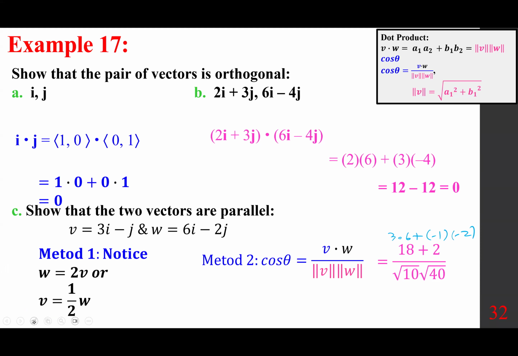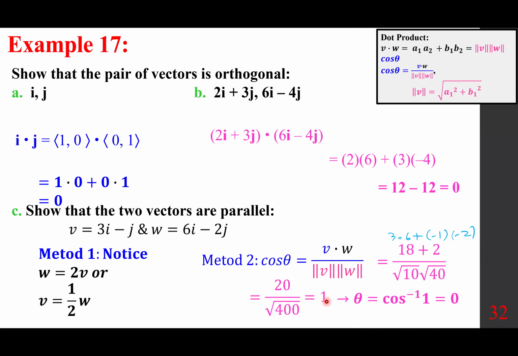And the magnitude, this one, 3 squared plus negative 1 squared is 10 under the radical. 6 squared is 36, minus 2 squared is 4. They add up to 40. So you have 20 in the numerator, 400 under the radical, which is the same as 20, and you get 1. So if cosine theta is 1, theta is cosine inverse of 1, which must be 0.